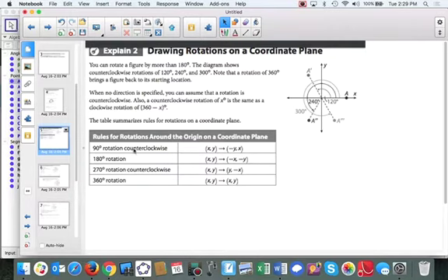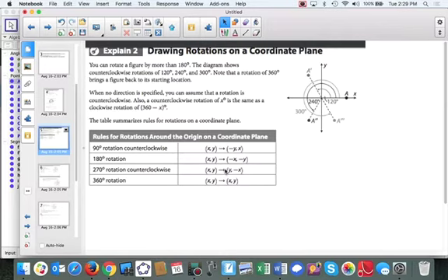So if I'm rotating 90 degrees counterclockwise, you're going to see that the numbers are switching places and the y-coordinate changes sign when it becomes the x-coordinate. A 180-degree rotation is really easy to memorize. You're just changing the sign of the x, changing the sign of the y.